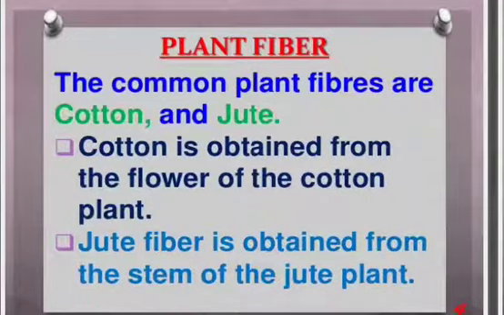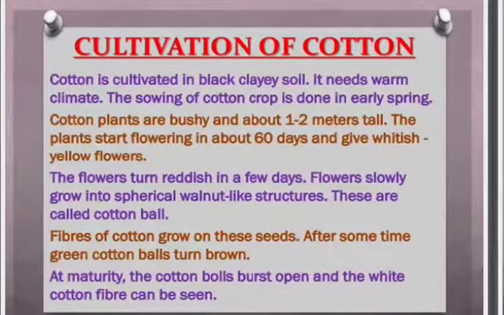Plant fiber. The common plant fibers are cotton and jute. Till here we have read about the animal fibers, that were wool and silk. Now we are going to read about the plant fibers. The common plant fibers are cotton and jute. Cotton is obtained from the flower of the cotton plant. Jute fiber is obtained from the stem of the jute plant.